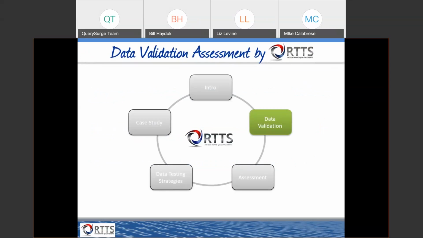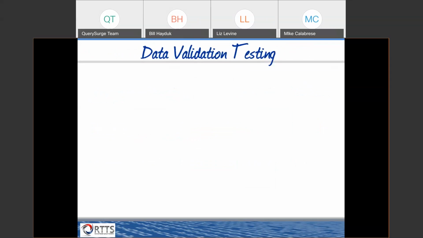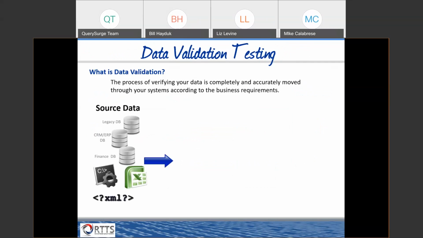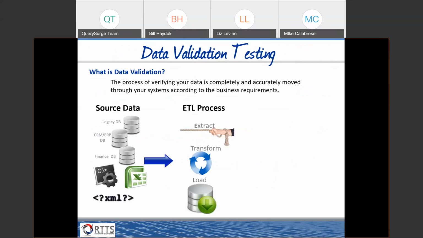So now I'd like to talk about data validation and what is data validation. It is just the process of verifying your data is completely and accurately moved through your systems according to the business requirements. So at its most basic level, you're taking in some source data. If you're a financial company, maybe it's some financial transactions. Maybe it's some customer orders that are coming in if you're a customer facing business, and all that data is going to go through what we call an ETL process.